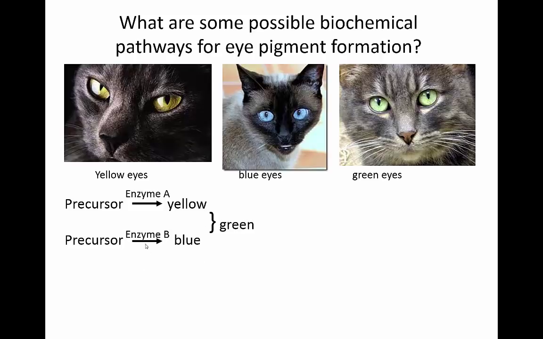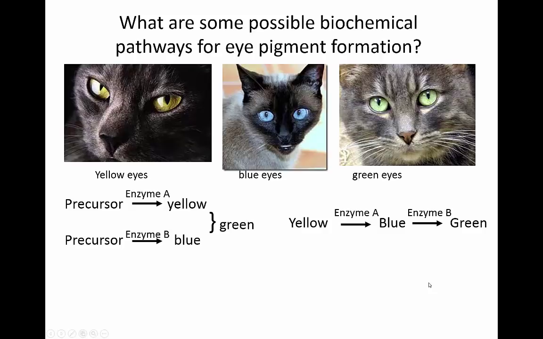Likewise, if you blocked this step, making the blue pigment, you would only have yellow being produced and you would end up with yellow eyes. Another possible pathway to regulate eye color would be a linear pathway. So possibly there's a yellow pigment that is converted into a blue pigment by a particular enzyme, and then that blue pigment might be converted into a green pigment by a second gene.